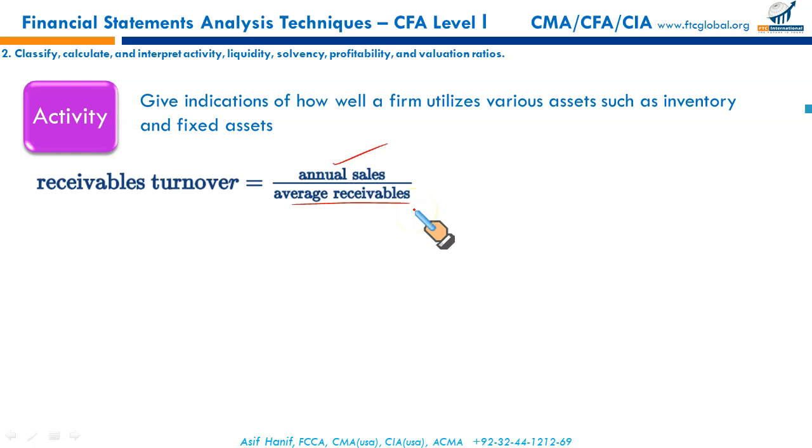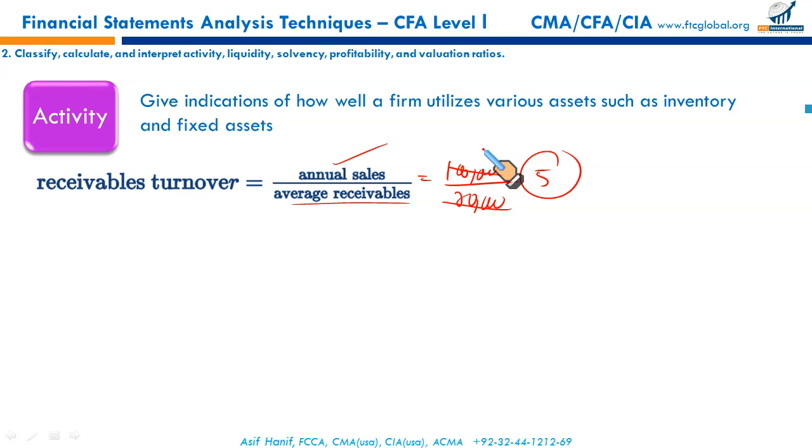Now what does this ratio measure? This ratio measures how many times your customers pay you in 1 year. Let's say my annual sale is $100,000 and my average receivable balance is $20,000. It means they pay me 5 times in 1 year.